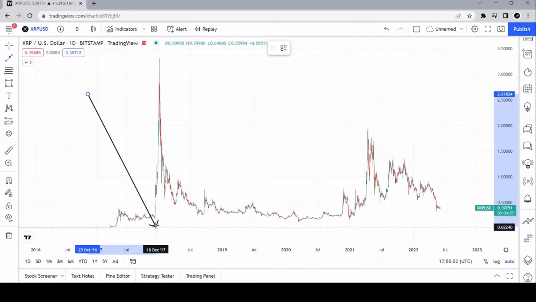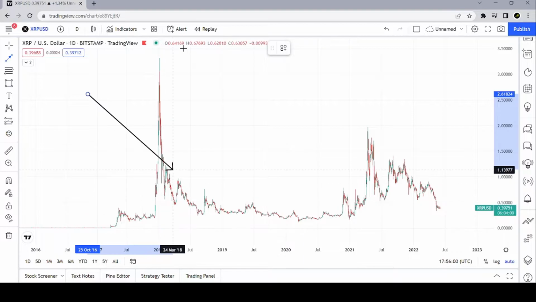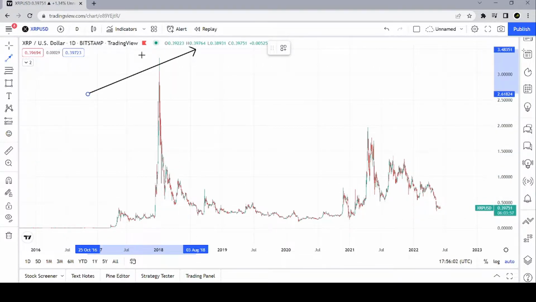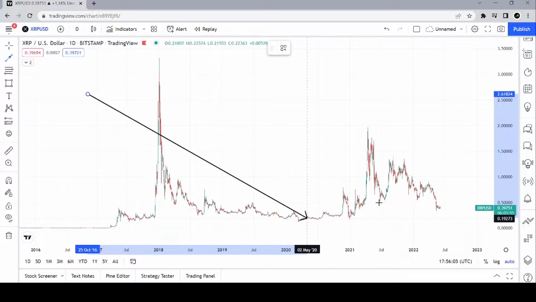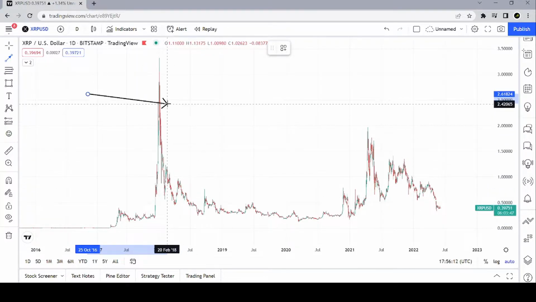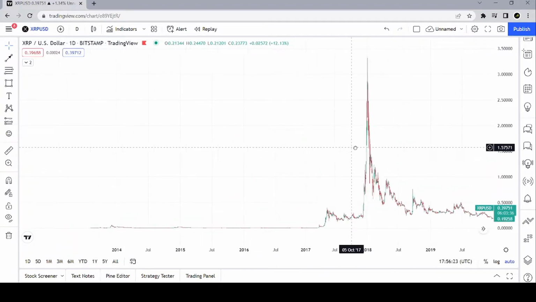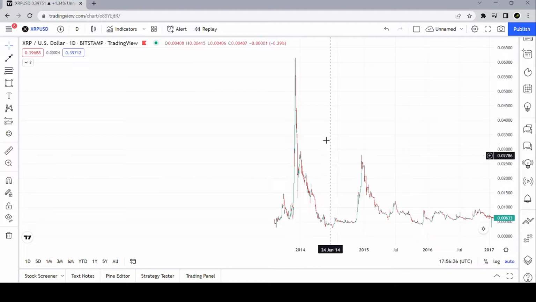All right, so as you can see, there are some basic fundamental concepts that XRP does in the chart. We see through historical data that it goes up, makes a peak, comes down, goes flat, and goes up again. Here we see it go up, come back down, go flat, and then go up. So we can say that XRP goes up, goes back down, and goes flat.